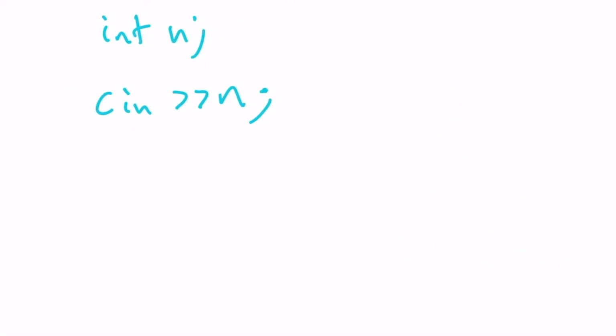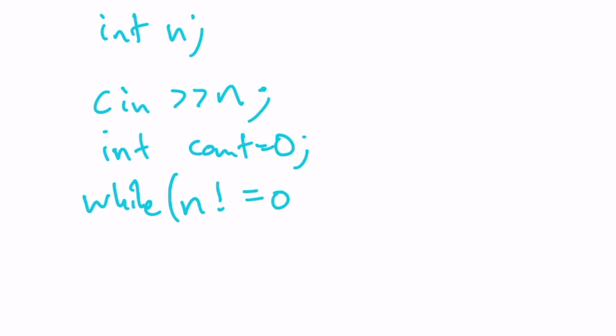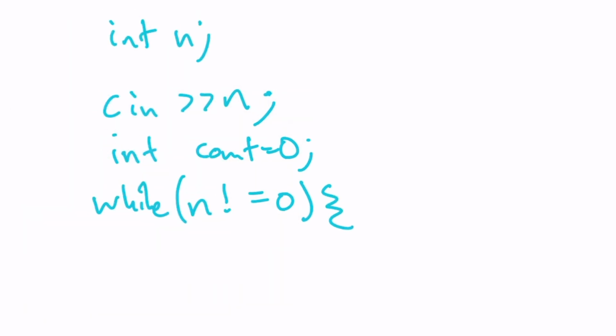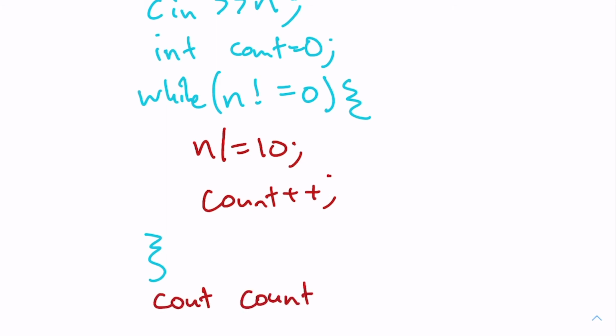Okay, so now let's write that in actual C++ code. Let's say we have our int count and we set it to 0. We go while n is not equal to 0. And then inside here, we want to write n divide equals 10, and then count plus plus. And then we want to cout the number of digits. So we just go cout count, and then endl.